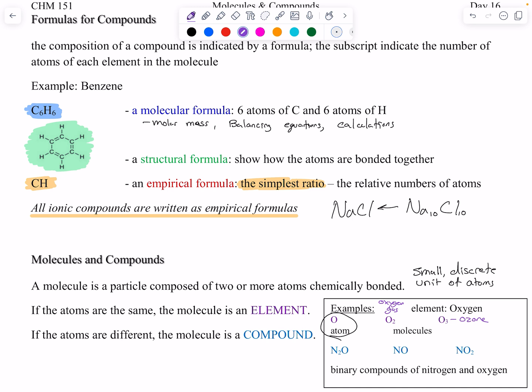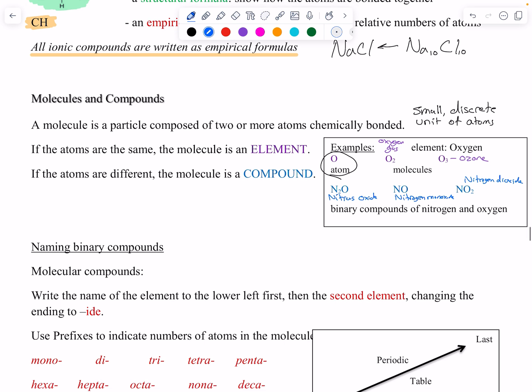Okay. Now, N2O, this one is nitrous oxide. Common name. Nitrogen monoxide. And nitrogen dioxide. So we have to name them differently because N2O, nitrous oxide, is laughing gas. NO2 is a toxic gas. So you can't just say nitrogen oxygen, there has to be a naming system for this, all right? And what is that naming system?